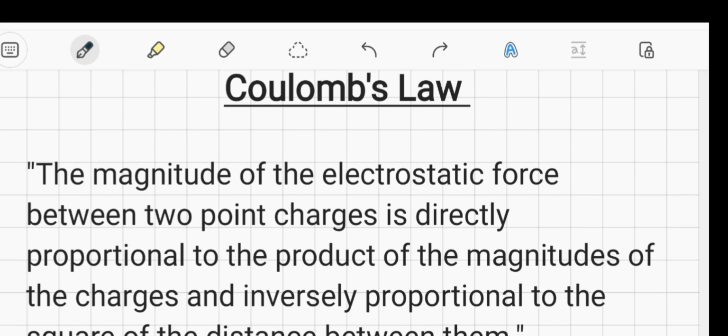Students, in this video we will be discussing Coulomb's law. Now, let's move into the topic. First of all, let's see what Coulomb's law states.